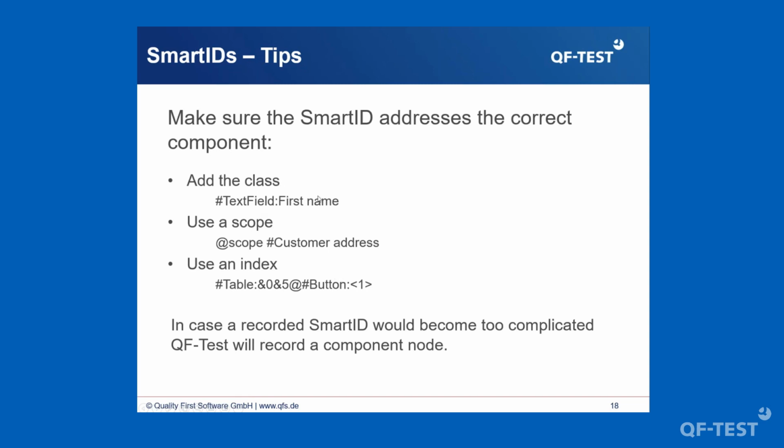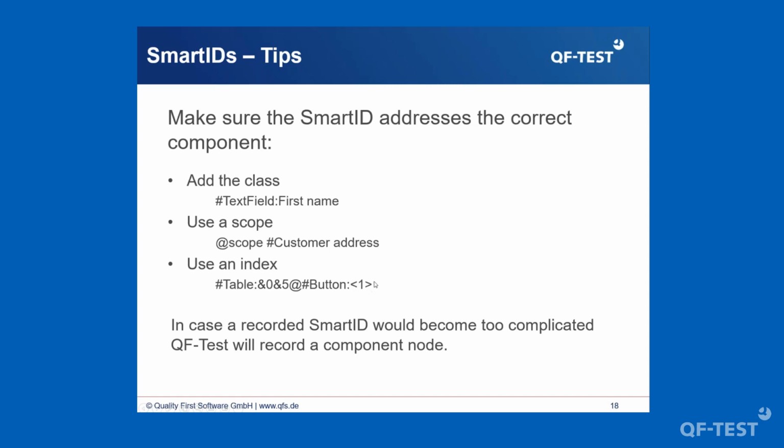Or when you have 2 types of objects, like a table and a combo box that both have the same label, or the text field, you can put the class in front, and then that specifies the correct component as well.